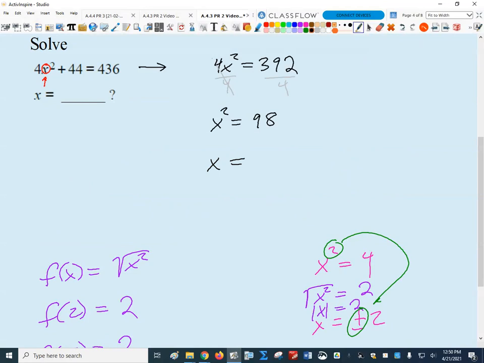Plus or minus. Good, I have to include the plus or minus because anytime I'm square rooting both sides of an equation, that has to happen. And then I just have to simplify the square root of 98. Well, let's look at that.